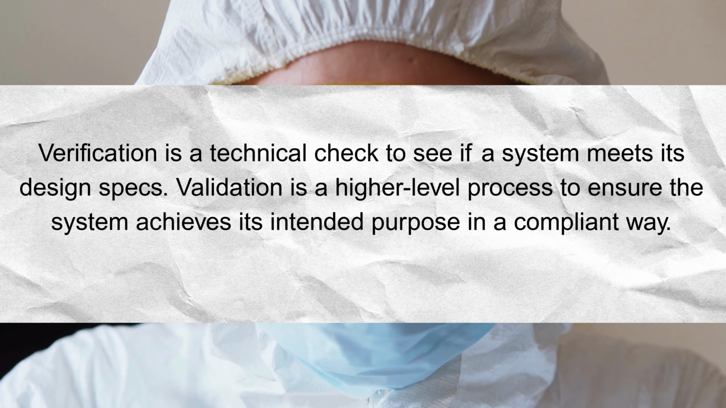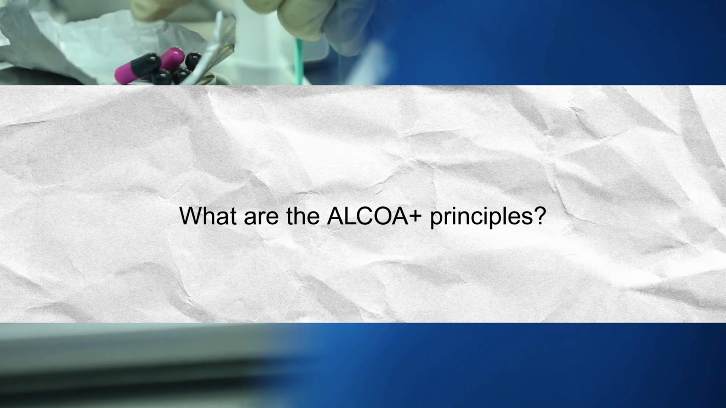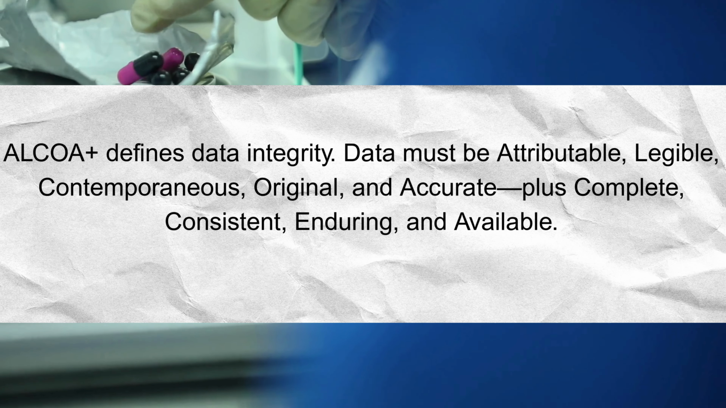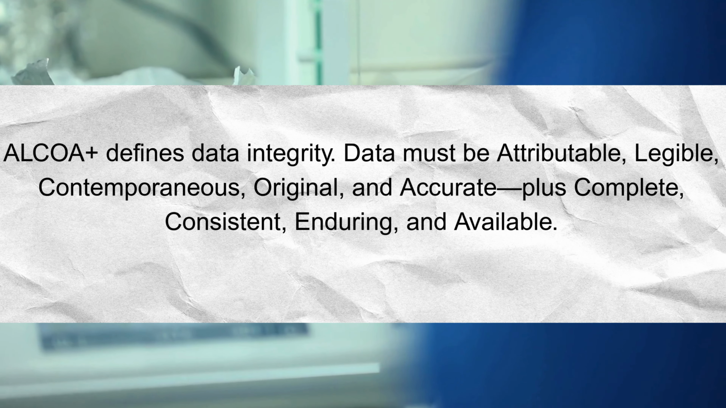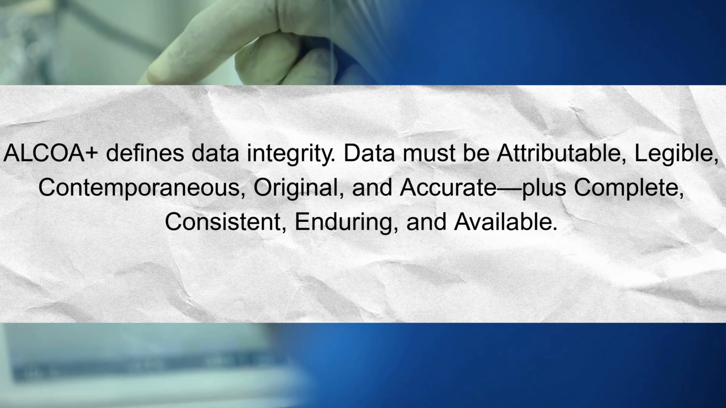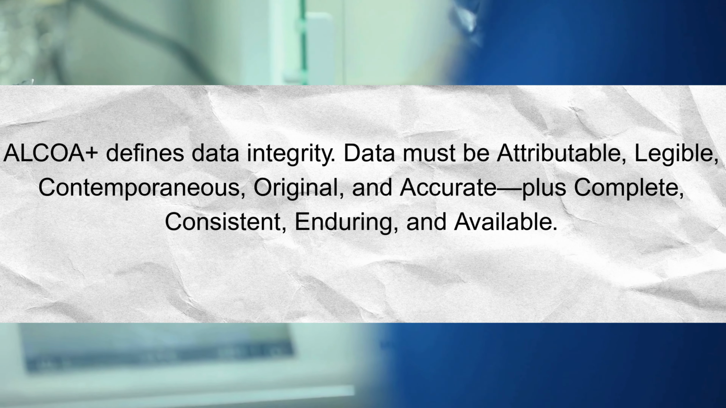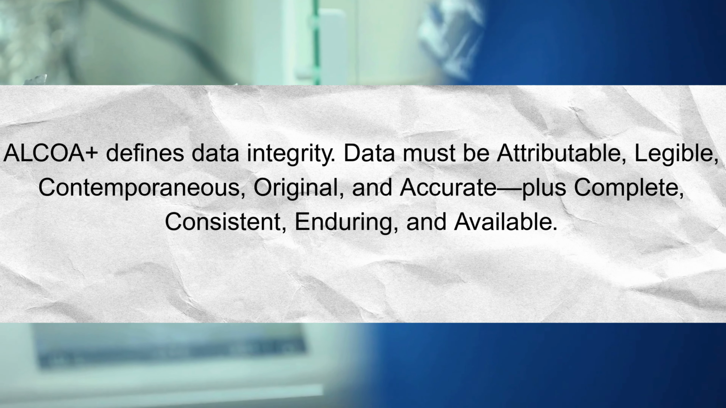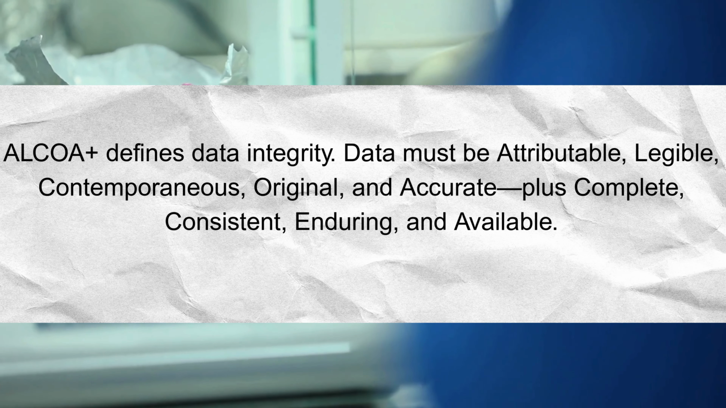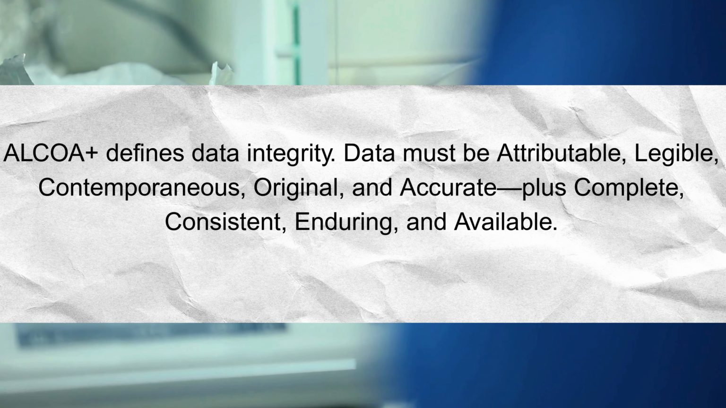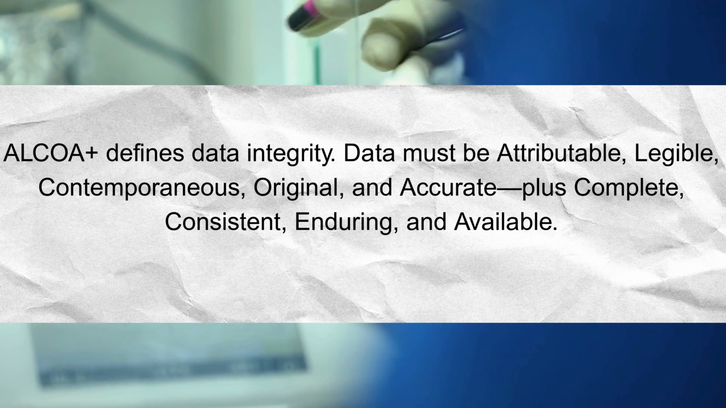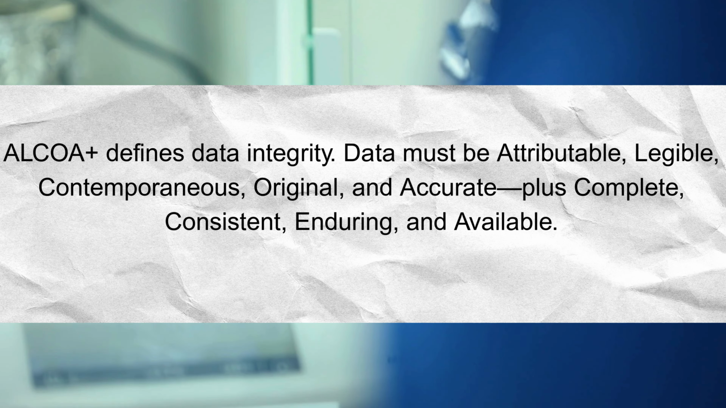Number 6. What are the ALCOA Plus principles? ALCOA Plus is the global standard for data integrity. Data must be attributable to the person who recorded it, legible so it can be read, contemporaneous, meaning recorded at the time of the event, original, and accurate. The plus adds that data must also be complete, consistent, enduring, and available throughout the entire data lifecycle to prevent fraud or errors.